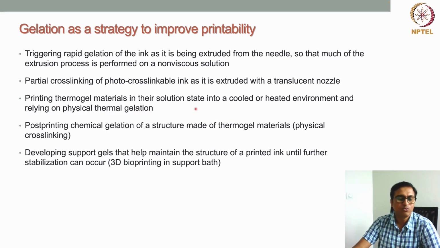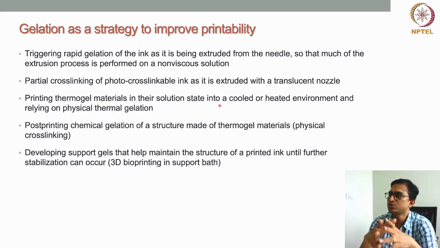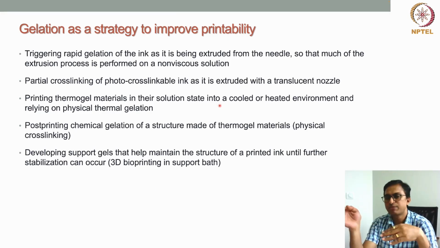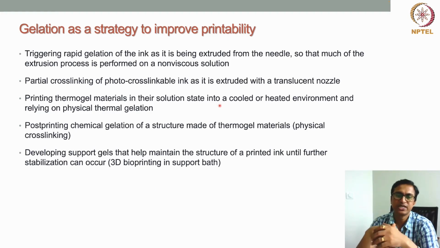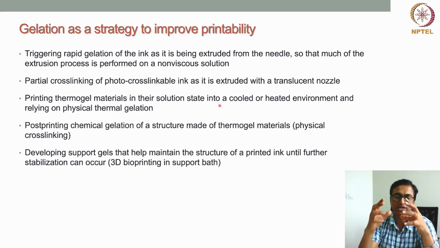Another way is, suppose our material has this thermogelling property, that means the material can behave in two different states. Below a critical temperature the material is in solid or gel state, and above a critical temperature it is in liquid state. Then when we are printing, we can either cool or heat the nozzle.